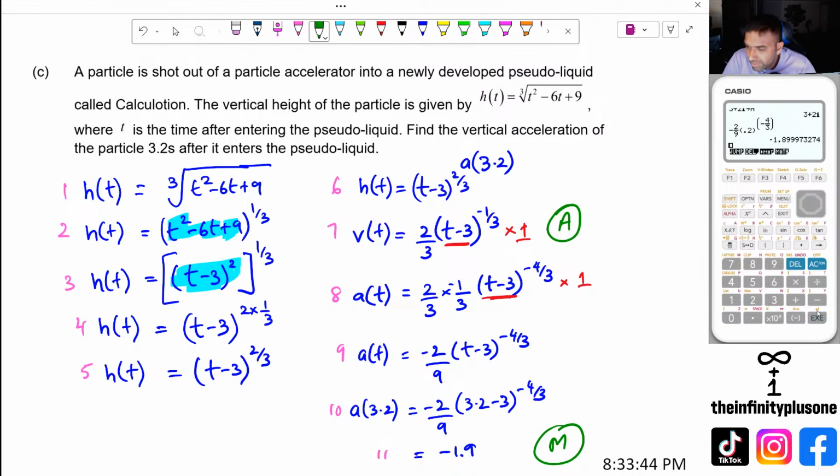Evian, always leave it in radians. It's just easier. 3.2 take away 3 is 0.2.